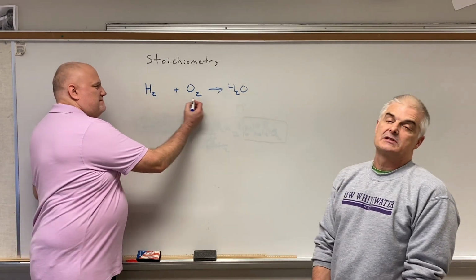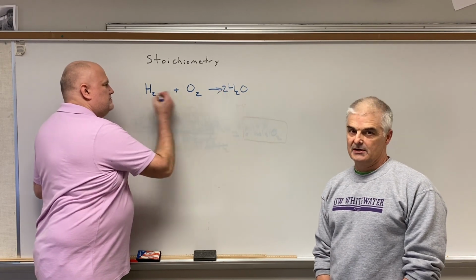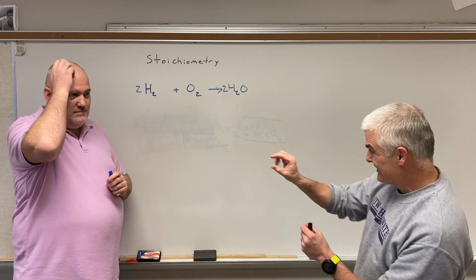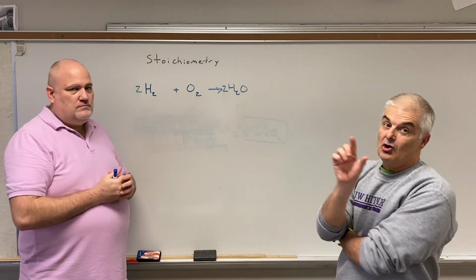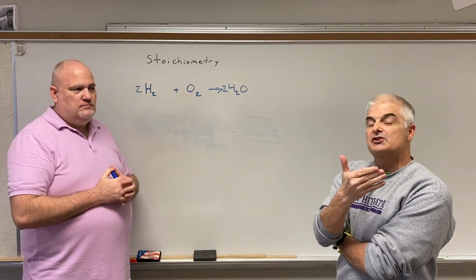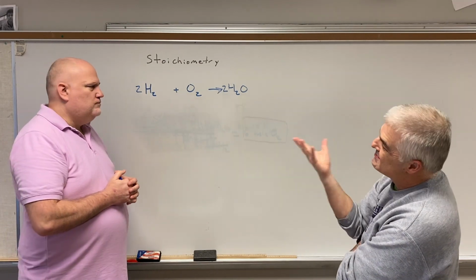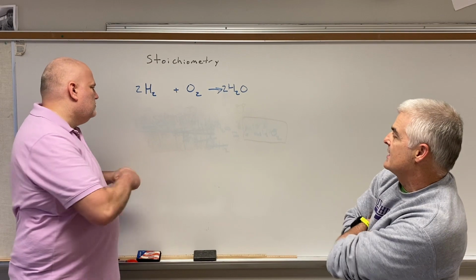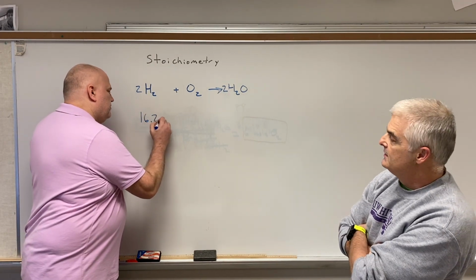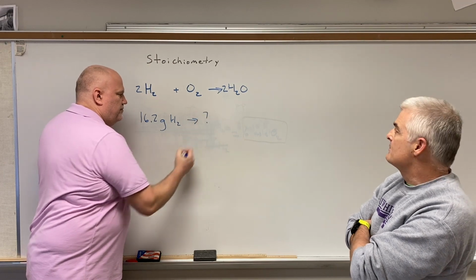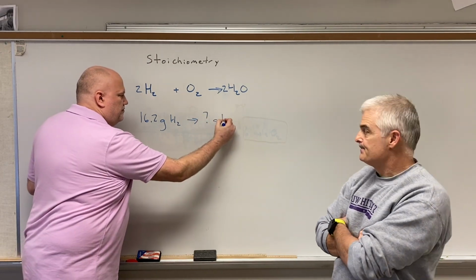Guys, we're going to be doing more difficult problems now, a little bit trickier. These are the ones that require you to write smaller, I think, so we can get it all on the screen. So it's important that we're now not going to just say from moles to moles, but we're going to do a different problem. So let's say that we've got 16.2 grams of hydrogen. So kind of a weird number, right? And I want to know how many grams of water would be produced.